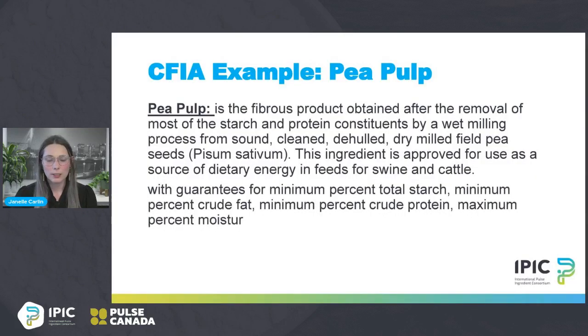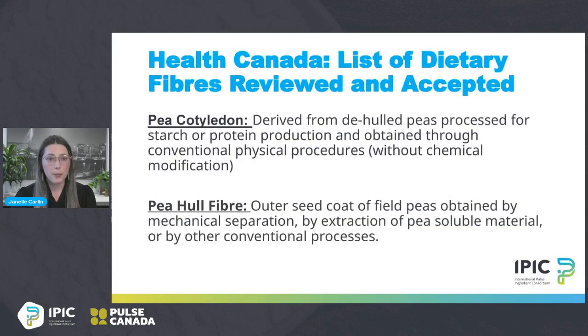Now moving on to fiber, CFIA here in particular has one definition talking about a fibrous material. It's called pea pulp, or it's the fibrous product that's obtained after removing the majority of the starch and protein constituents using a wet milling process. And then there's approvals for this ingredient to be used in specific feed applications. Fiber is an interesting one.